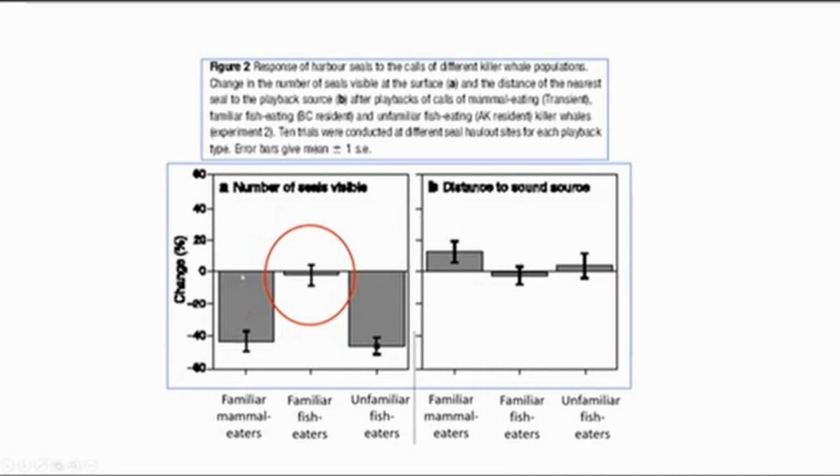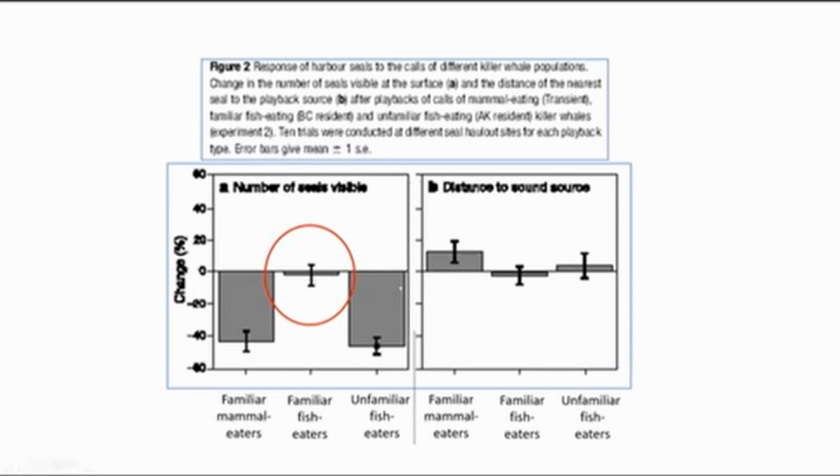And so our first two bars, we're going to focus on these two first because they kind of make sense based on what we would expect. So our familiar mammal eaters is the first column. It's a threat. They're going to leave from a threat. Makes sense. So we see that decrease in number of visible harbor seals. Cool. For our familiar fish eaters, they're non-threatening and the seals are used to them. So there's no change in behavior. Also kind of as you'd expect.